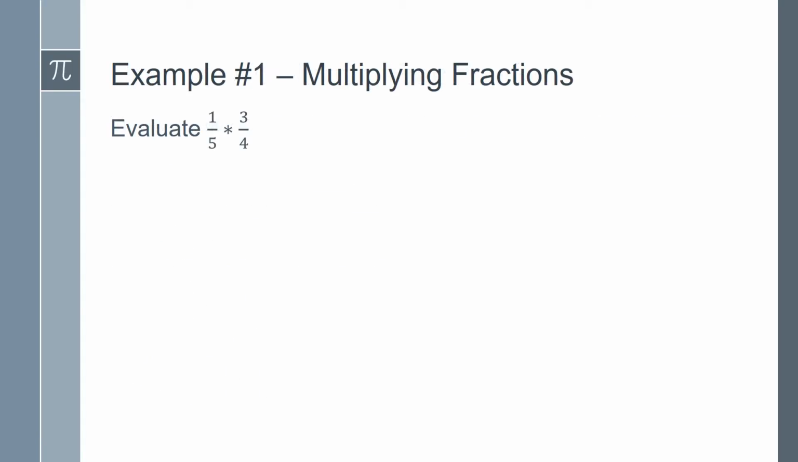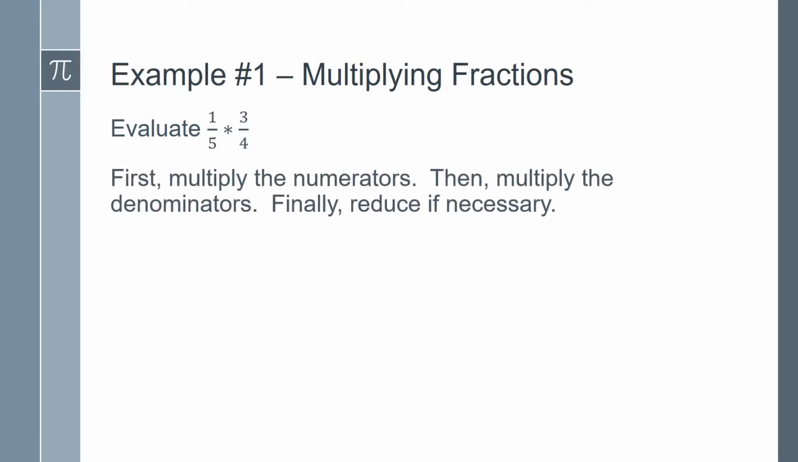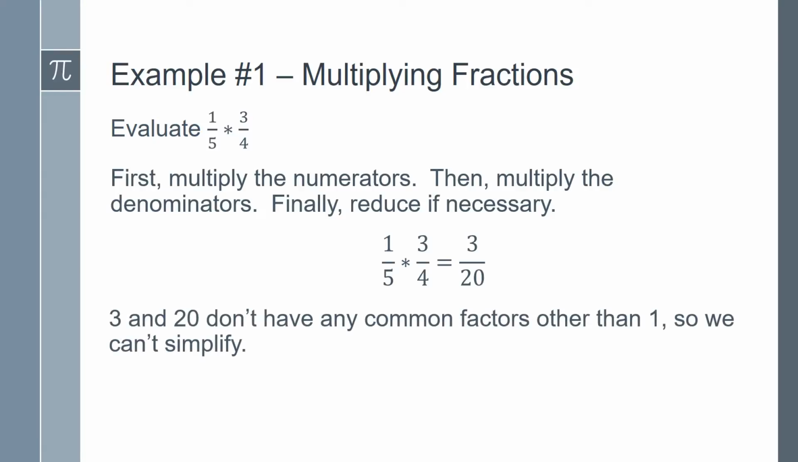For example number 1, we will need to evaluate 1/5 times 3/4. The first step is to multiply the numerators, the second step is to multiply the denominators, and finally we will reduce if necessary. If we have 1/5 times 3/4 and we multiply the numerators, we find that 1 times 3 is 3, and if we multiply the denominators, we find that 5 times 4 is 20. So our new fraction is 3/20. 3 and 20 don't have any common factors other than 1, so we can't simplify.